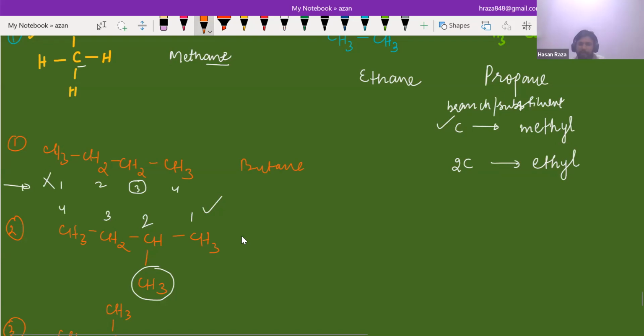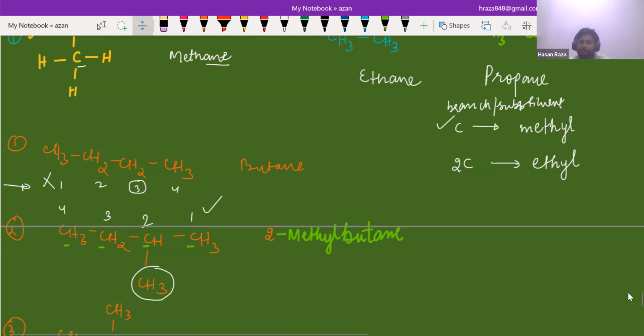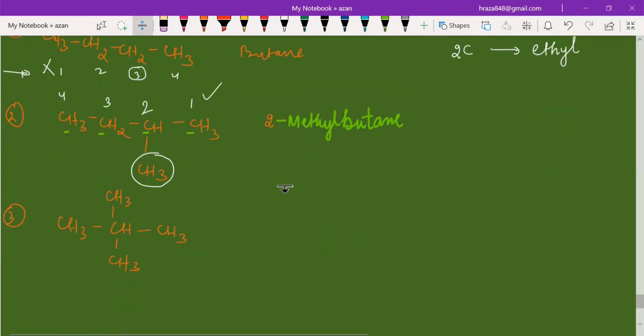Whenever there is a substituent or branch, always remember, you are going to write the name of the substituent first, with the position. You can see on the second carbon there is a methyl, so I'm going to write 2-methyl. Then jump to the parent chain. How many carbons are there? There are 4 carbons, that means butane, and all are singly bonded, that's why it is butane. Is that clear? Yes, sir.